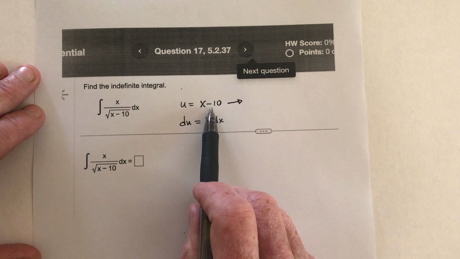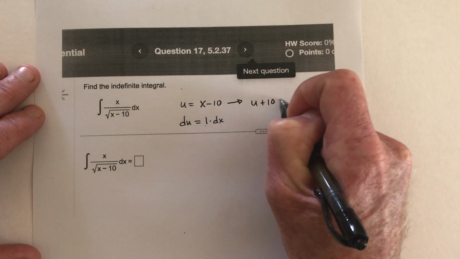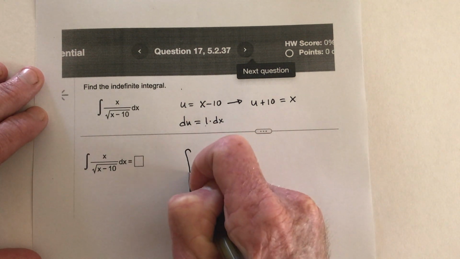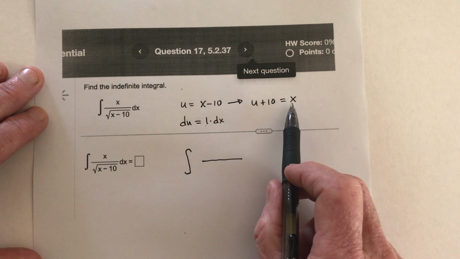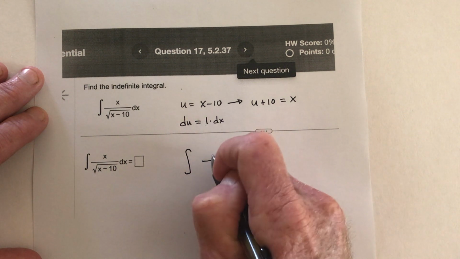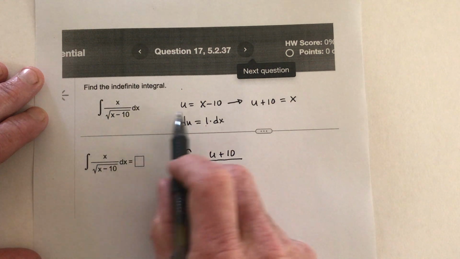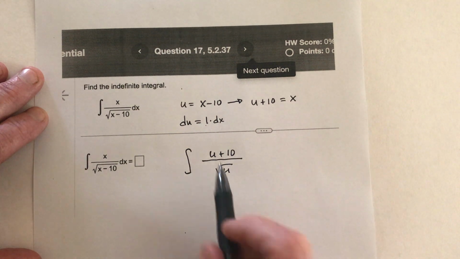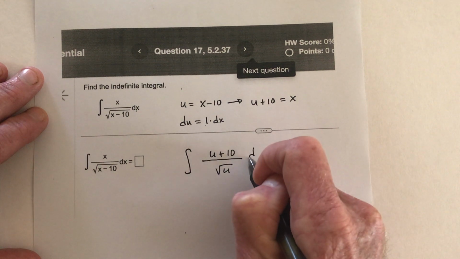All I need to do is add 10 to both sides. So the left side will become u plus 10. The right side is now just x. And now we're ready for the u substitution. So it's going to be a fraction. On the top is x, so replace x with u plus 10. On the bottom is the square root, and replace what's inside the square root with u. And then dx and du are exactly the same, so this becomes du.